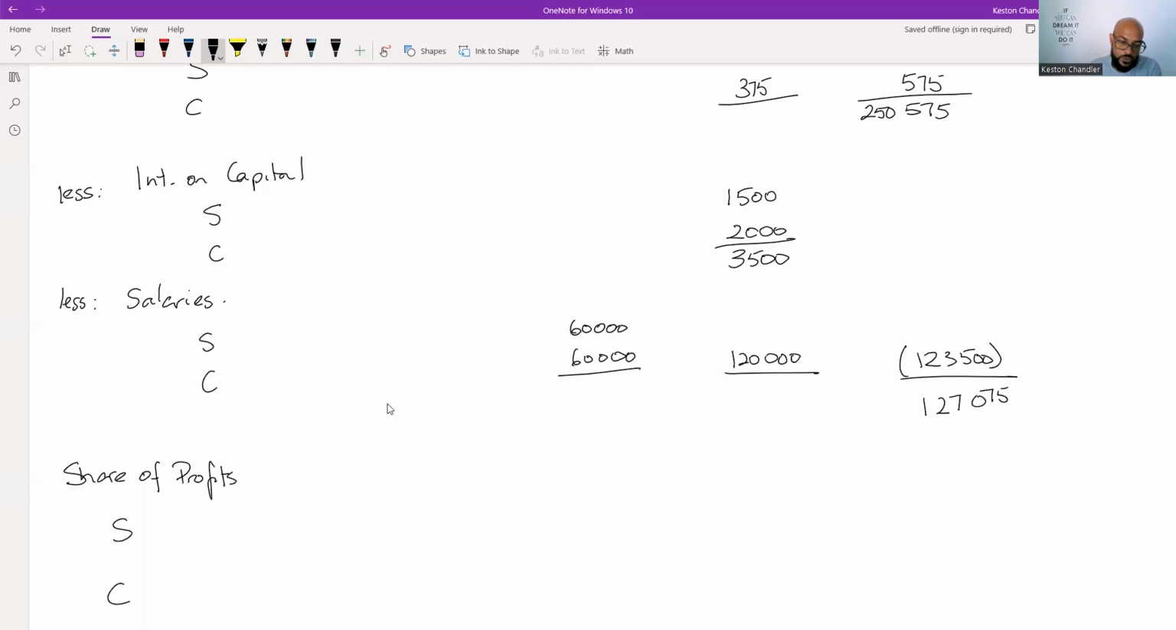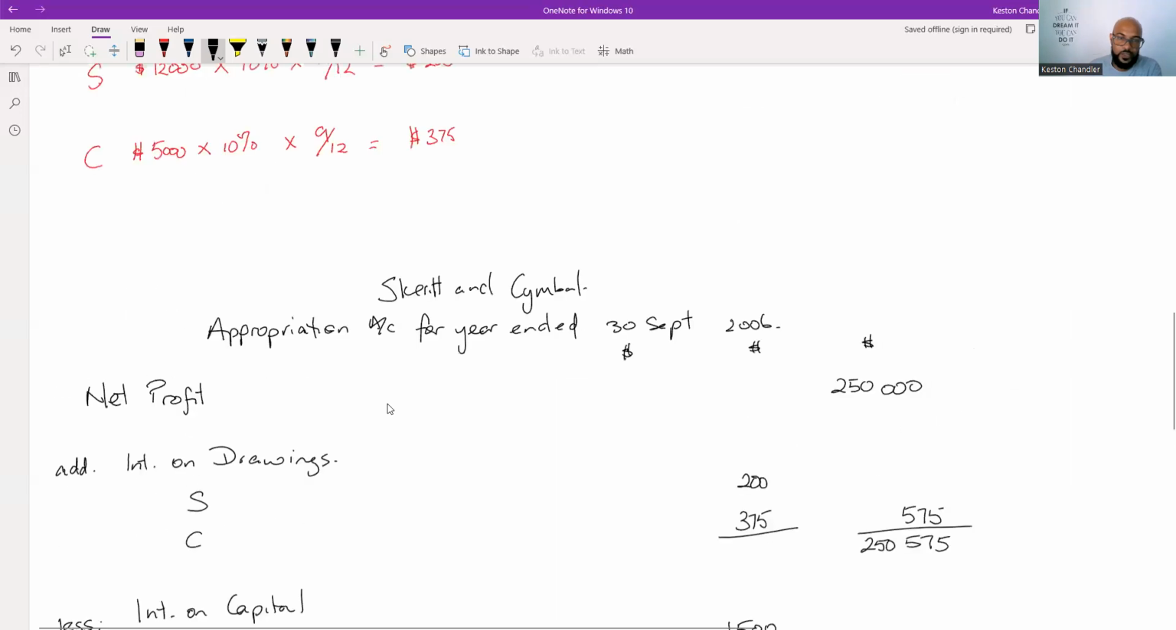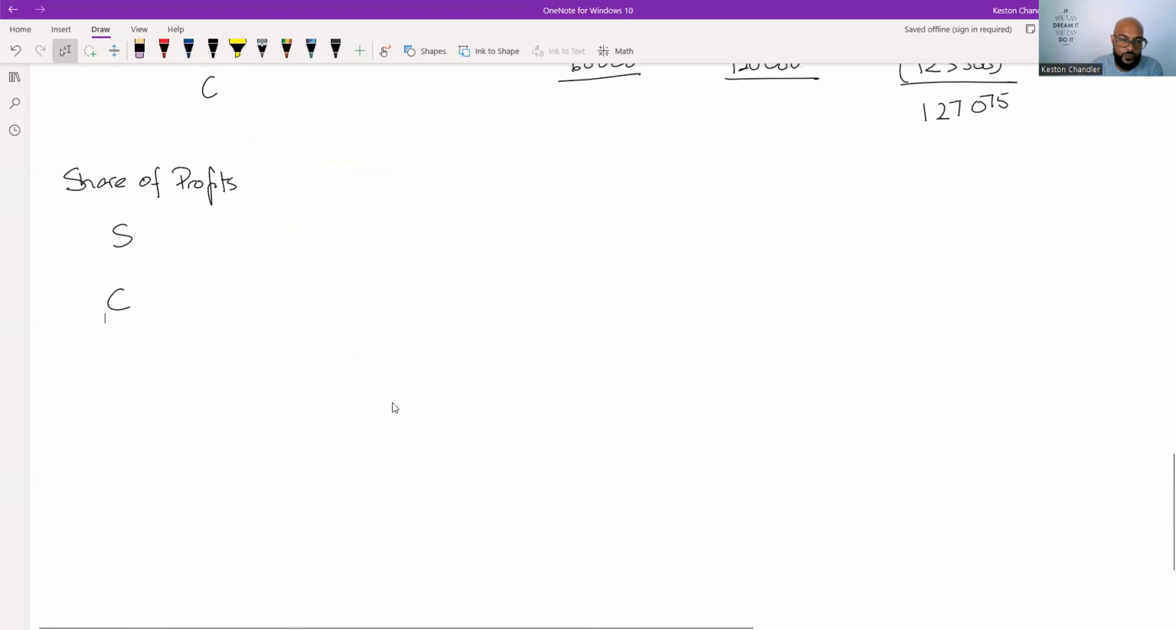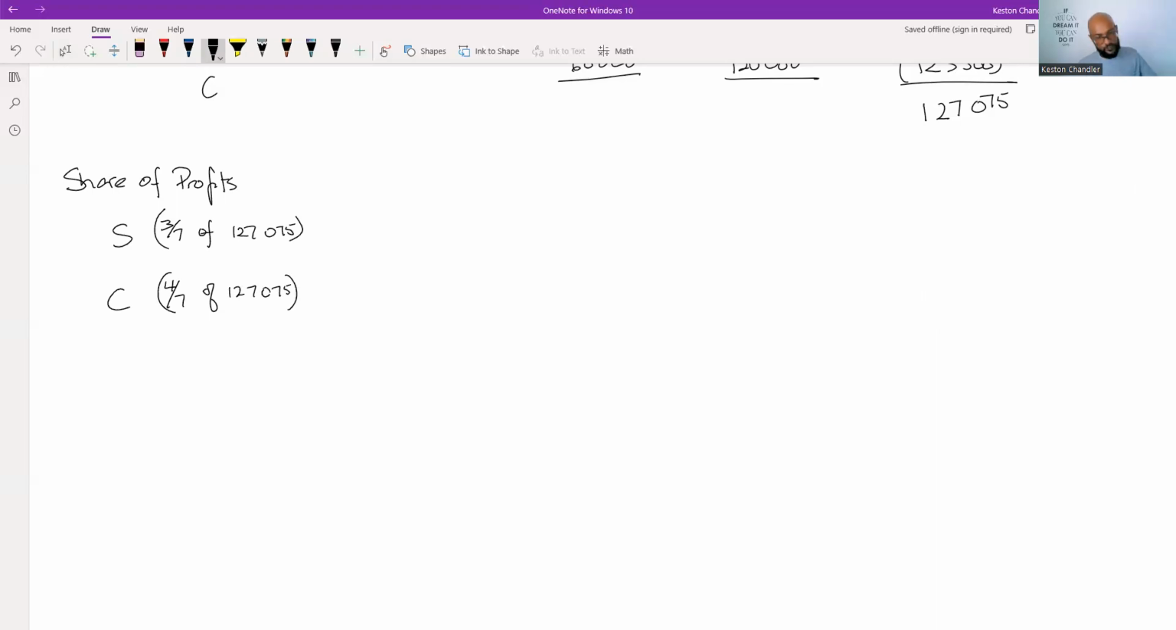Share profits. Skeritt and Cymbal were sharing in the ratio of the capital, and we said it's a 3-to-4 ratio. So if we add those two together, 3 plus 4 is 7. So this guy's getting 3 sevenths, and this person's getting 4 sevenths of this 127,075.